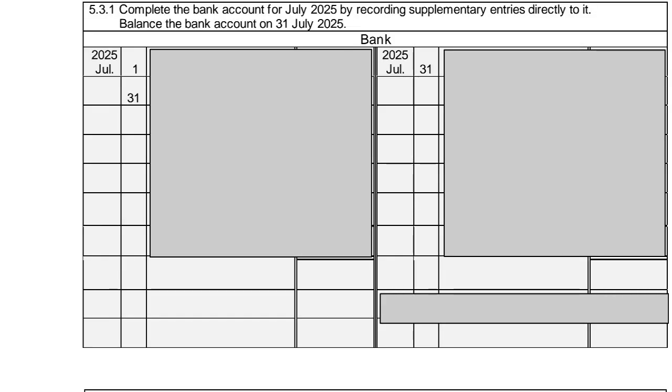5.3.1. Complete the bank accounts for July 2025 by recording the supplementary entries directly to it. Balance the bank accounts on 31 July 2025. So obviously we're going to start with the preliminary totals given. Our balance brought forward was 35,000 Rand. We got that.